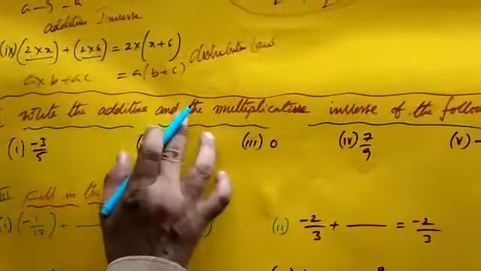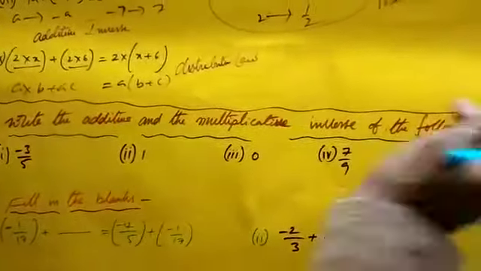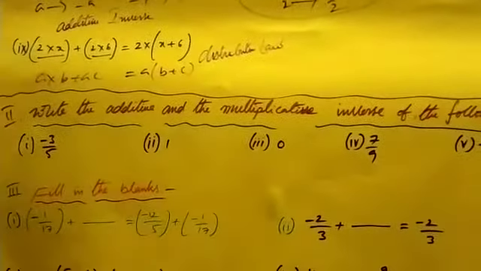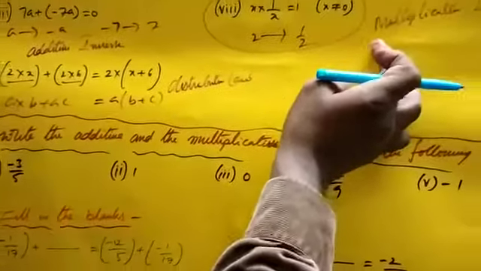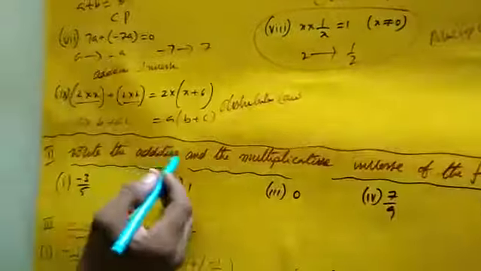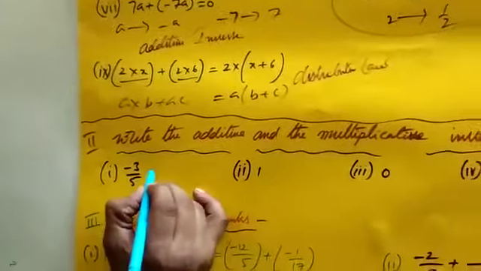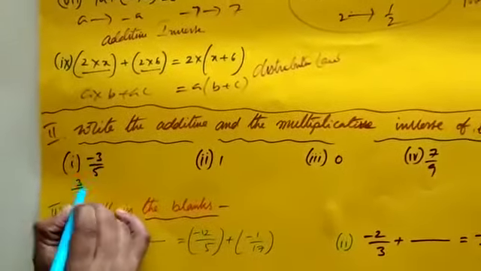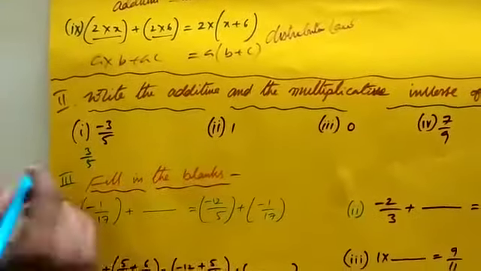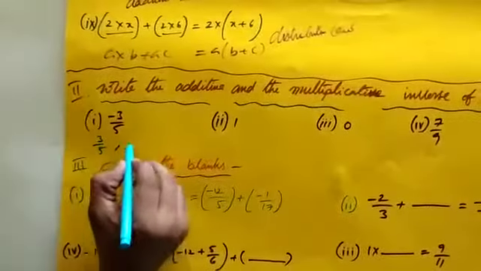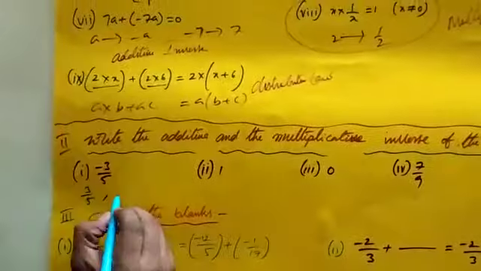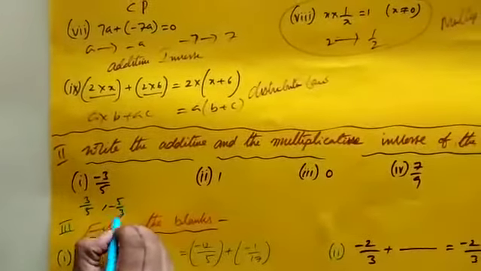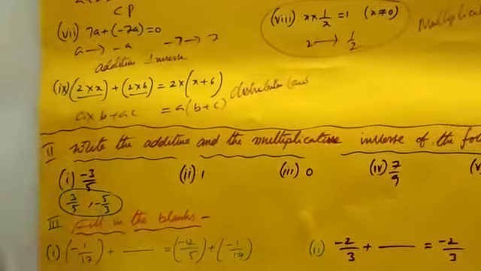Write the additive inverse and multiplicative inverse of the following. Already we have discussed the additive inverse and multiplicative inverse. The additive inverse of minus 3 by 5 is 3 by 5, just the sign is changed. The multiplicative inverse means the reciprocal of the number, which is minus 5 by 3.